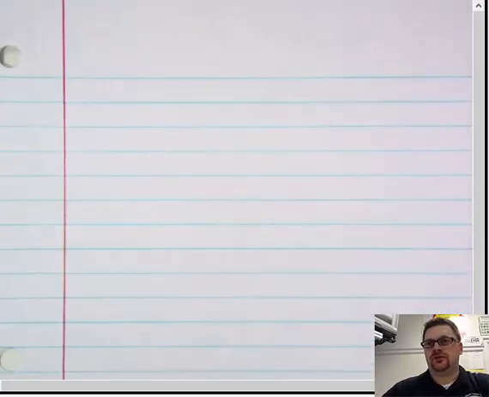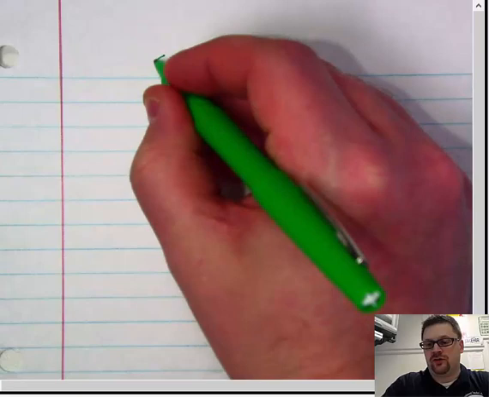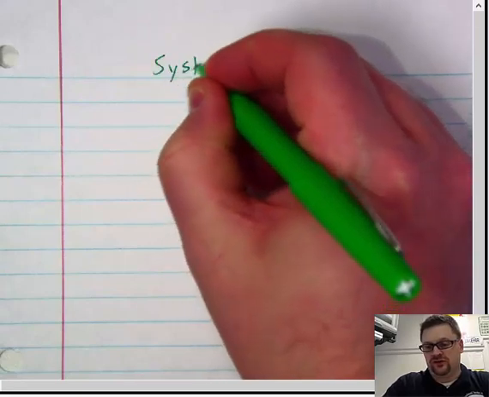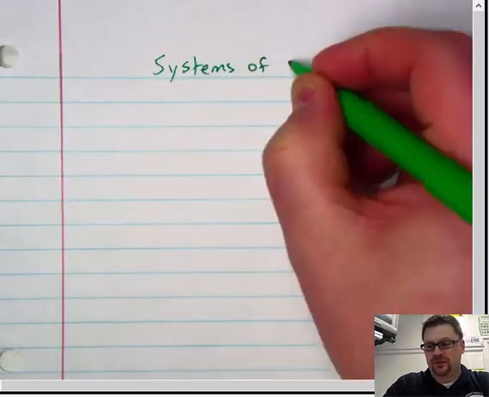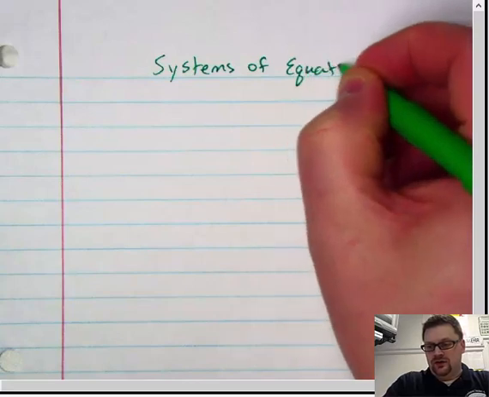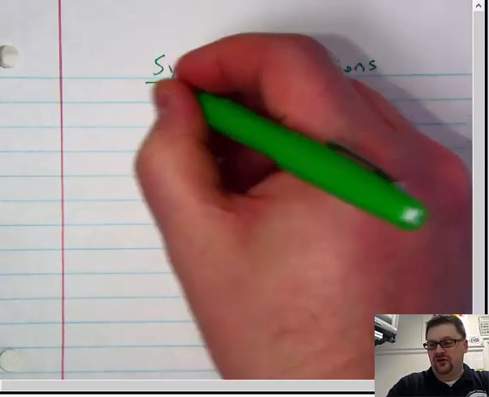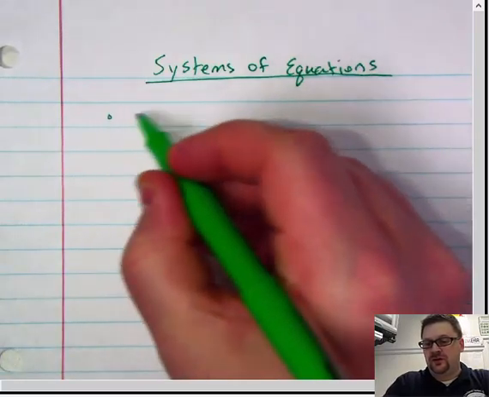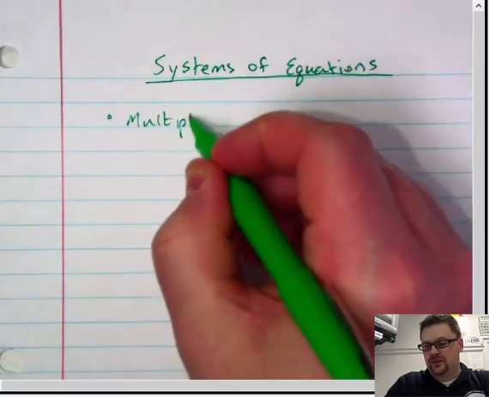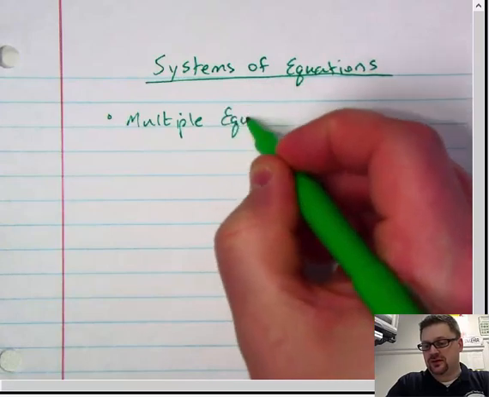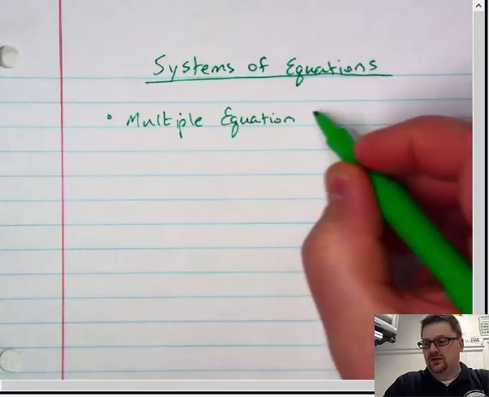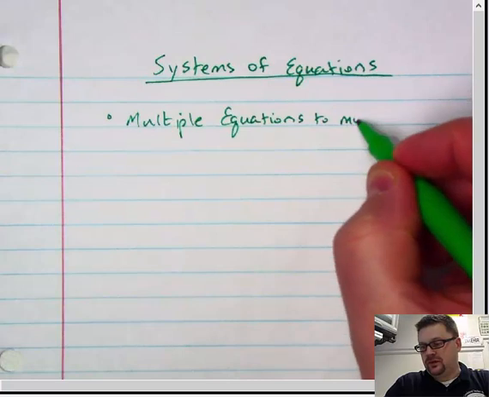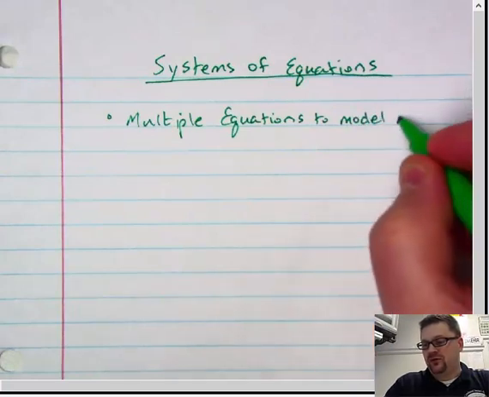All right, so let's talk about this next unit that we're going to be studying, which is systems of equations. You've done a couple of lessons on Desmos, and hopefully what you've learned from that is a system is multiple equations to model multiple relationships.